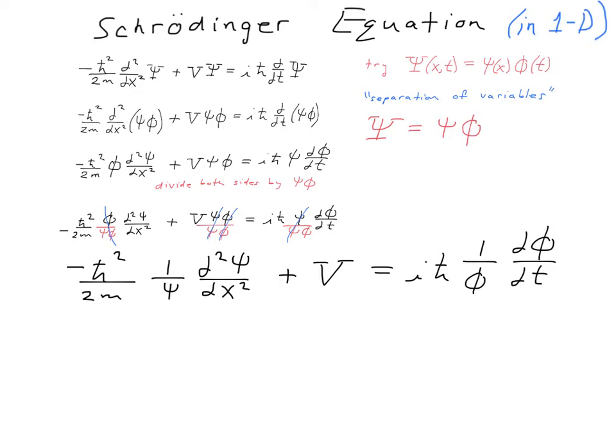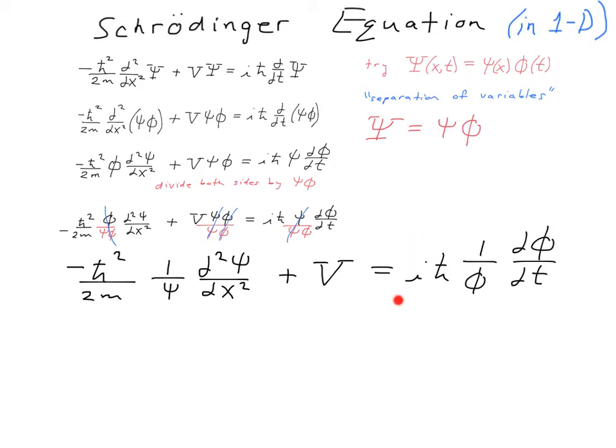Now, here's something interesting that comes up in these types of situations where you've got dependence on one variable on one side of an equation, and dependence only on another variable on the other side of the equation. It turns out both sides of the equation are equal to a constant. And let's see how that works out.